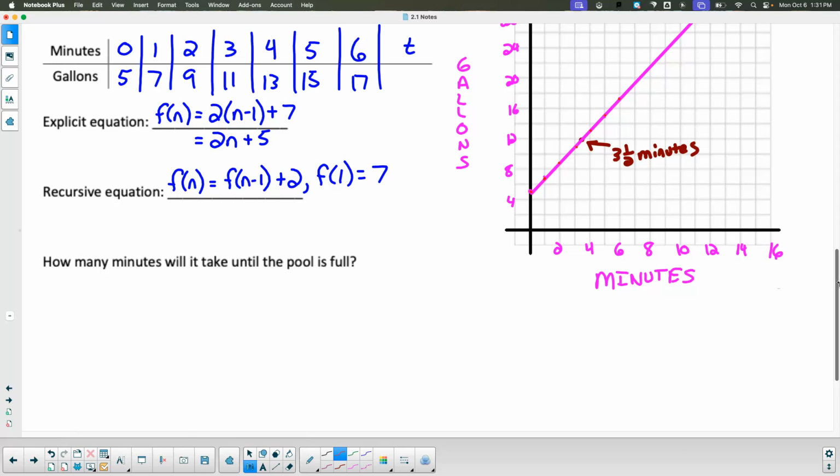Am I going to put 1,500 in for n? No, I'm going to put it in for f of n, right? I want my output to be 1,500. So 1,500 is going to equal 2n plus 5. I need to solve that for n. What am I going to do first? Yeah, subtract 5 from both sides. I love it.